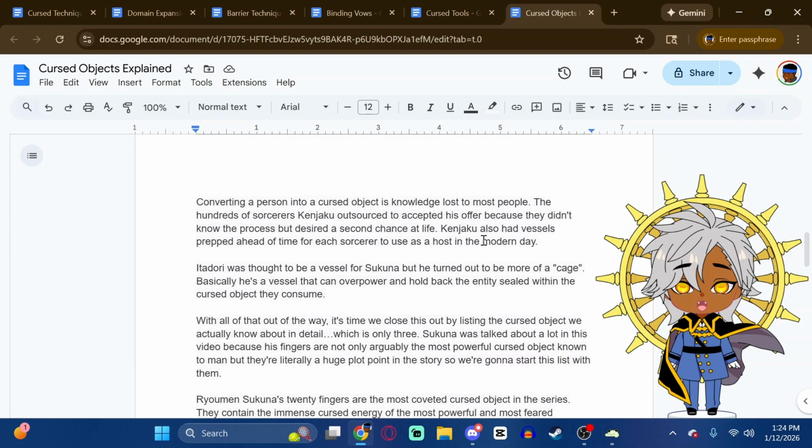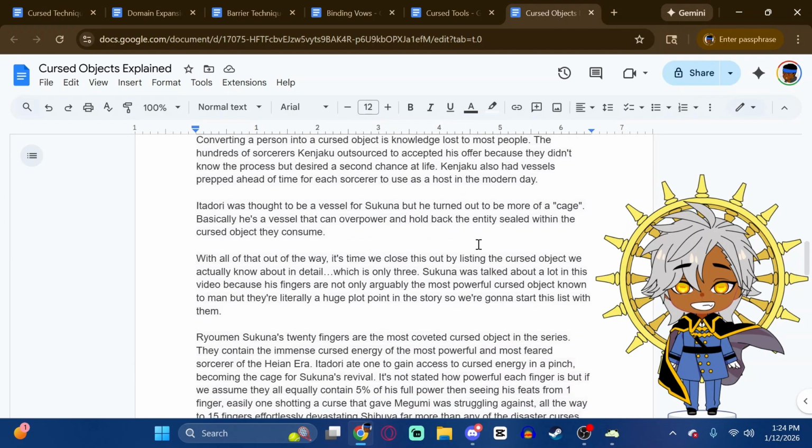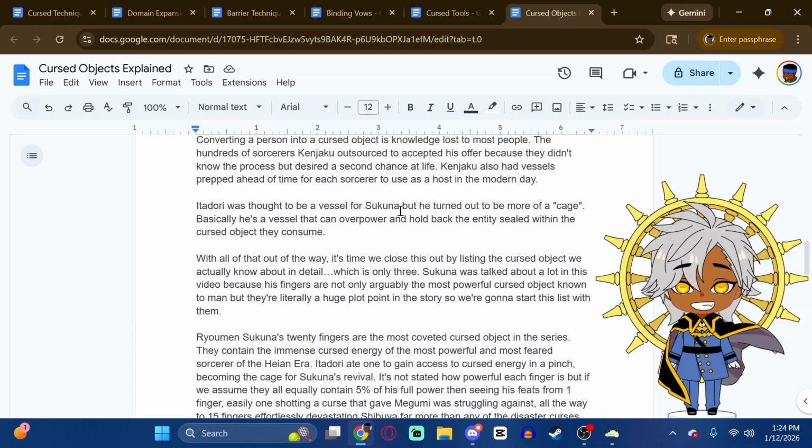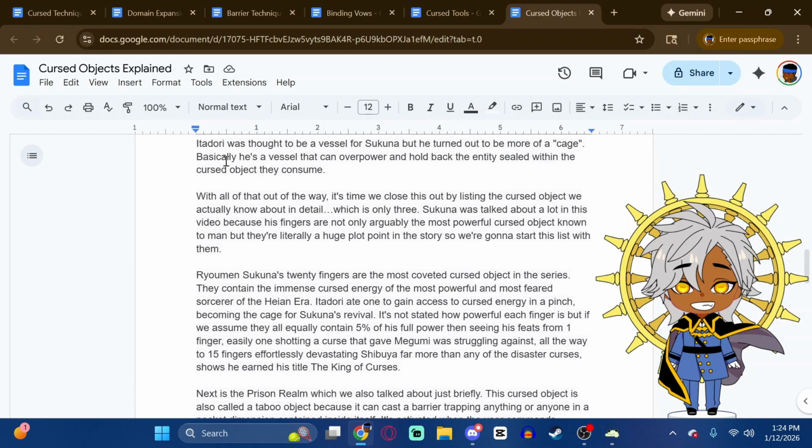All right. It's a lot, I'm sorry, but since we did that, we can actually skip a whole section. There's a whole section about converting people into cursed objects, and we can skip that now because we pretty much went over that. So the thing with Itadori, Yuji was pretty much thought to be a vessel for Sukuna that Kenjaku himself had made, as we will see in season 3.